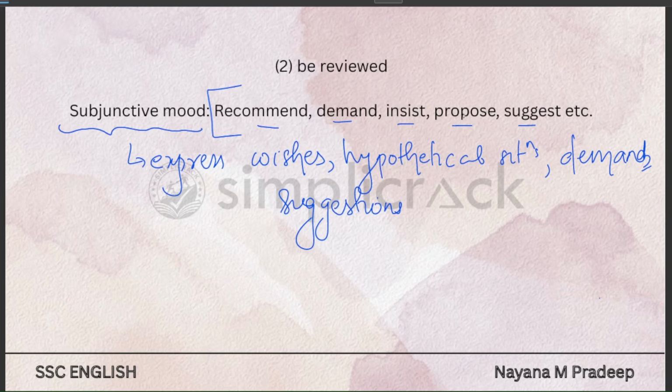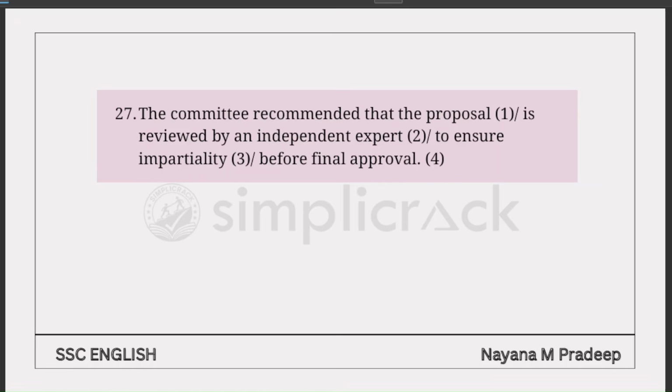So whenever you come across these kinds of words that express some kind of a wish or a demand or suggestion, there you have to use the bare infinitive form along with these verbs. Which is the bare infinitive form? The V1 or the base form of the verb. So whenever you come across words like recommend, demand, insist, propose, etc., along with the that clause, make sure that you use the V1 form, the bare infinitive or the base form of the verb along with it.